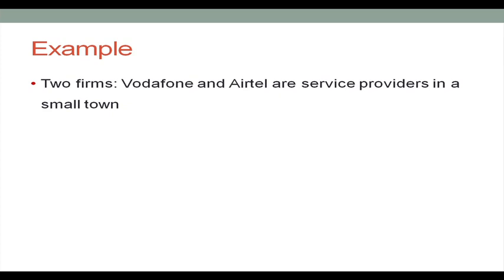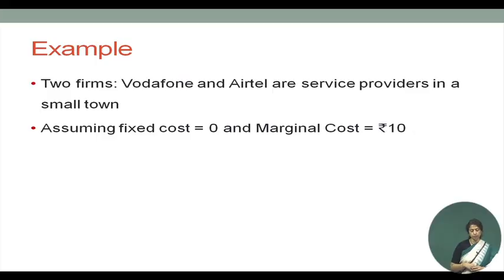Now in the example that we are considering, there are two firms, Vodafone and Airtel. They are service providers in a small town. They are the only two firms who have a network and provide services in that small town. And we are assuming, for simplicity, a fixed cost equal to 0 and marginal cost equal to rupees 10.